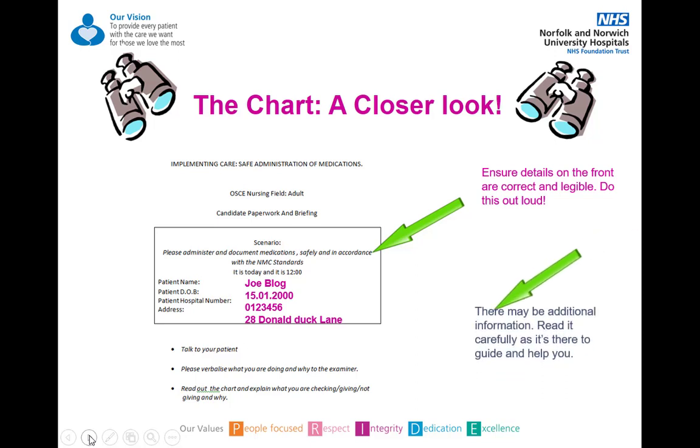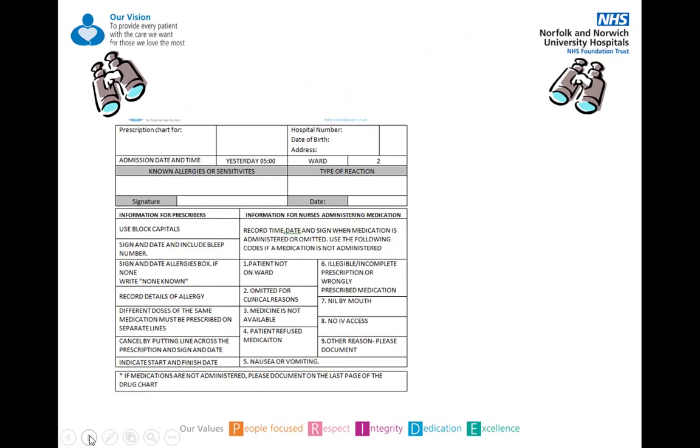And there may be additional information below, so you should again take a minute or so just to make sure you read through that if there is additional information. Again, the details of the patient should be completed at the top of the prescription chart, and that's the same all the way through your implementation station. The patient's details on your paper charts should be on the top of the chart all the way through. Patient's allergies and sensitivity should also be charted.